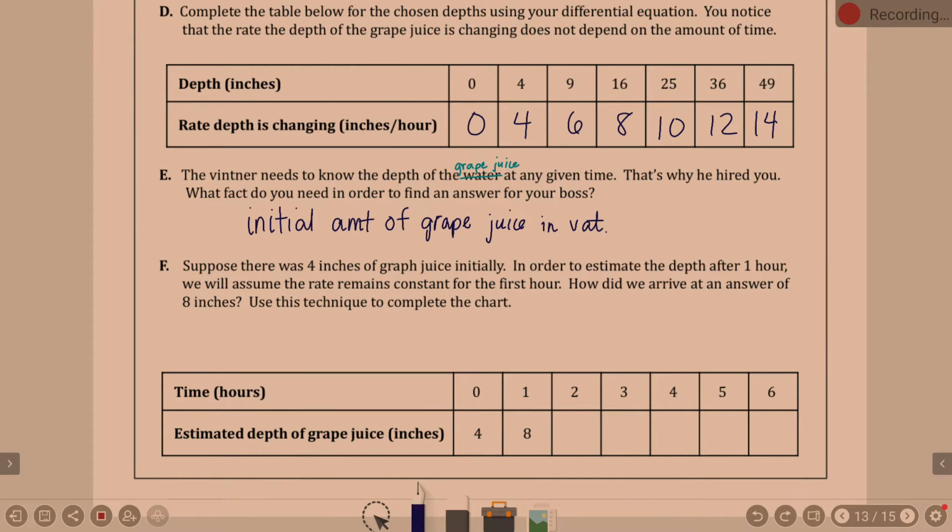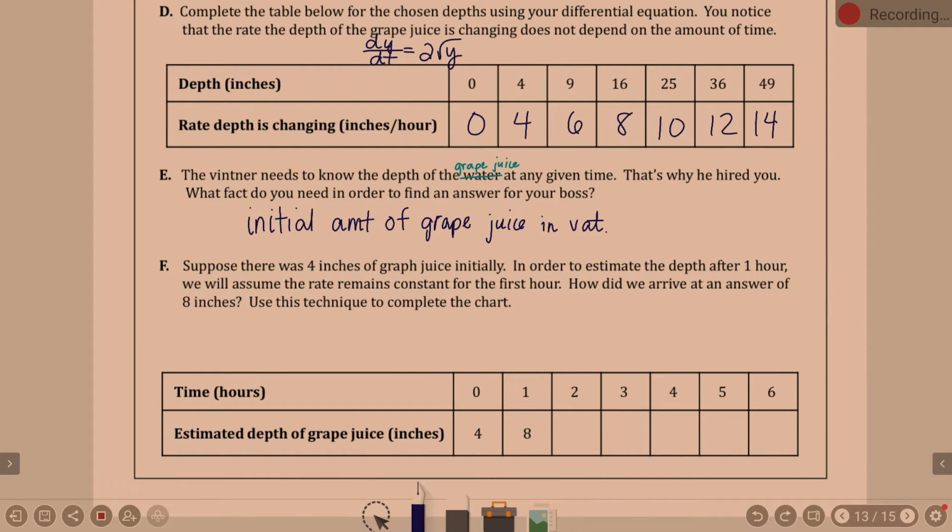We had filled out this chart, and when we filled out this chart, if you recall, we used the equation dy/dt equals 2 times the square root of y, yes? That was the equation that we developed from the pieces above. Okay. We were ready for part F.